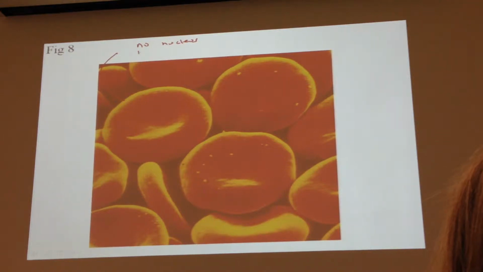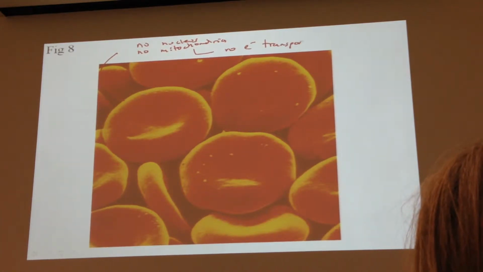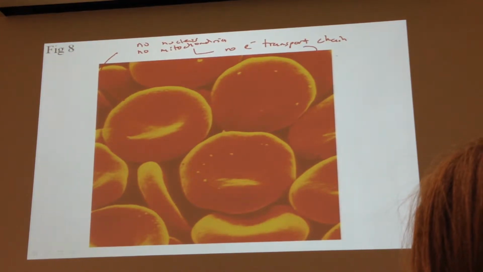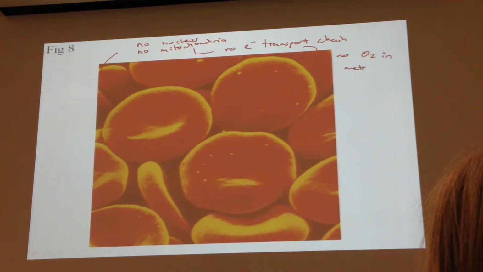Mature red blood cells have no mitochondria, and therefore there's no electron transport chain, and no use of oxygen for metabolism. There's no O2 in metabolism. Most of the metabolic pathways have actually been removed. There's no Krebs cycle.